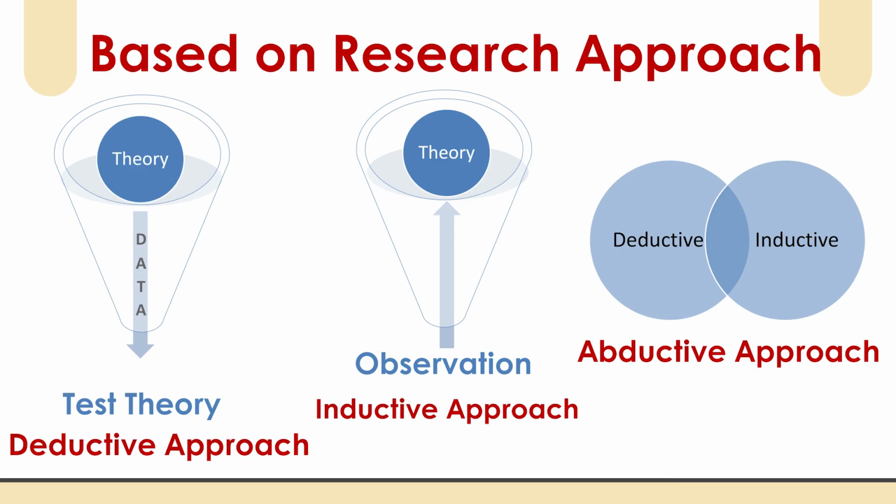These terms describe the direction of reasoning, whether we move from theory to data, data to theory, or go back and forth between both. Let's begin with deductive reasoning. Deductive reasoning follows a top-down approach. It begins with a theory or hypothesis and tests it with data.